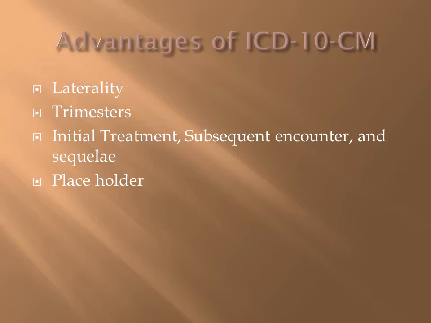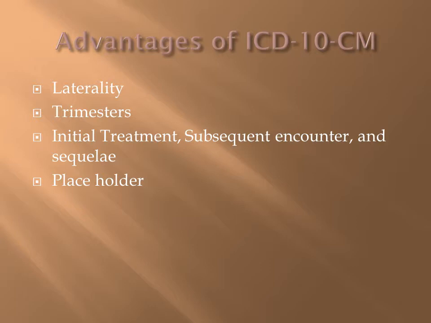Initial treatment, subsequent encounter, or sequela. Your initial treatment is the primary treatment for the injury. Subsequent encounter is the care and/or treatment following the initial treatment of an injury. And sequela is a term in coding that refers to late effects. For these, you use the 7th digit: an A to indicate the initial encounter, a D for a subsequent encounter, and S for sequela.